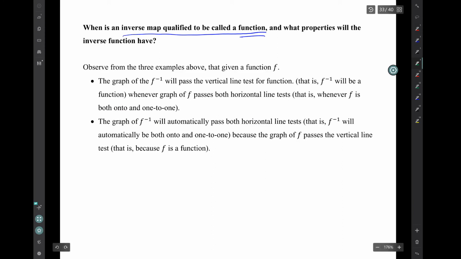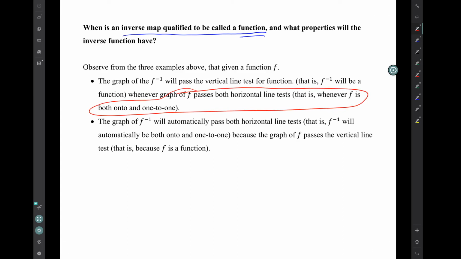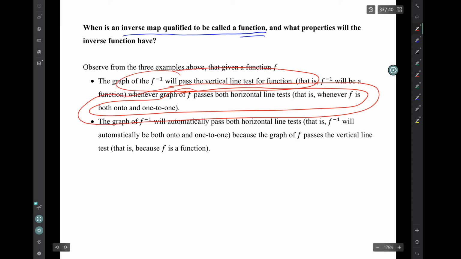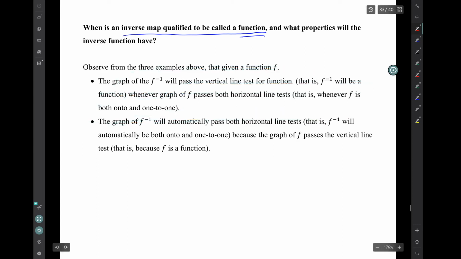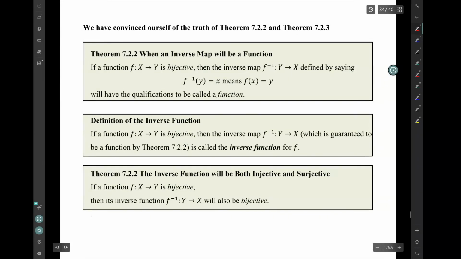So the criterion is really this. Whenever the graph of f passes both horizontal line tests, then the graph of f inverse will pass the vertical line test. So the tricky criterion is this one. The original function f needs to be both injective and surjective for the inverse map to be qualified to be called a function. Well, that's the gist of a theorem in the book. Theorem 7.2.2, when an inverse map will be a function. And the theorem goes like this.